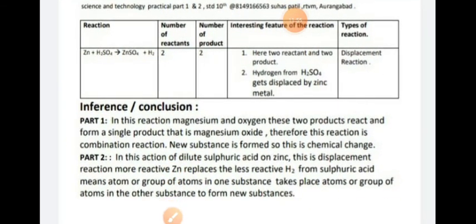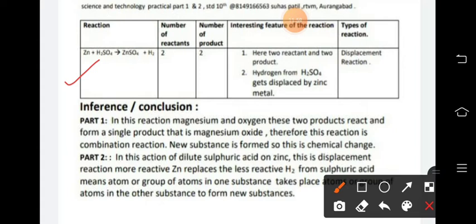So we can say the reaction is zinc added to dilute H2SO4, and the products are ZnSO4 plus hydrogen remaining. We can say the number of reactants is 2 and the number of products is also 2. An interesting feature of this reaction is that two reactants and two products are there. Hydrogen from H2SO4 gets displaced by zinc metal, and we can say this type of reaction is a displacement reaction.